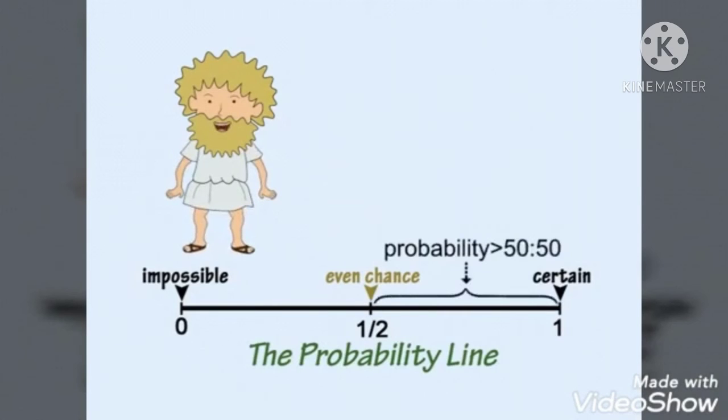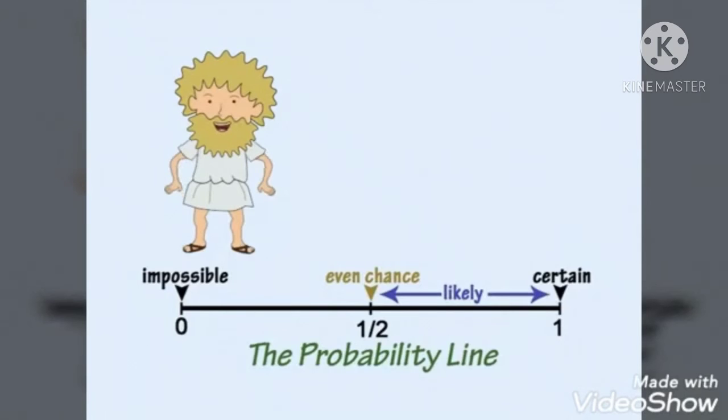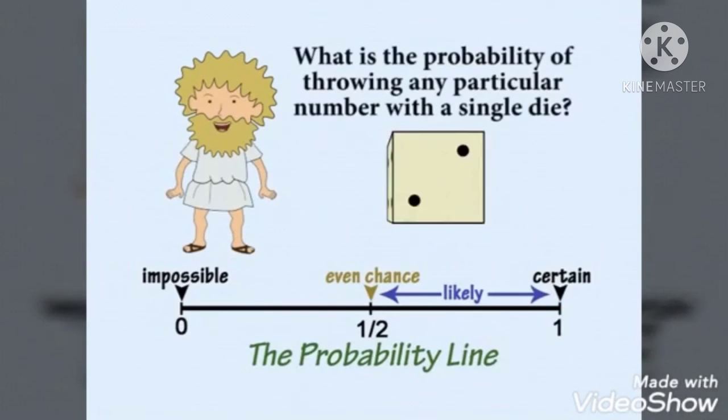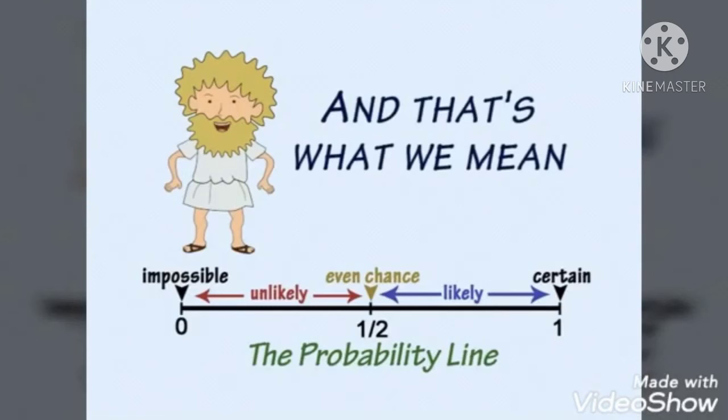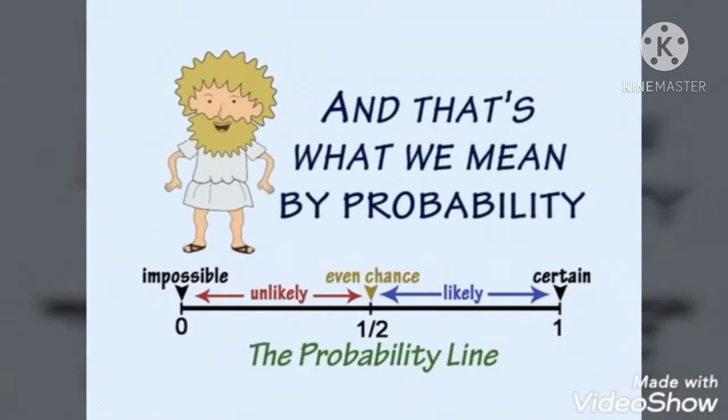If the probability is greater than 50-50, then the likelihood of an outcome's looking good, and that's what we mean by probability. When you throw a single die, no matter what you pick, the chance of getting any number's only 1 in 6. And that's what we mean by probability.